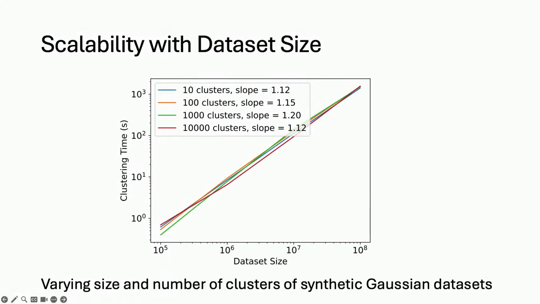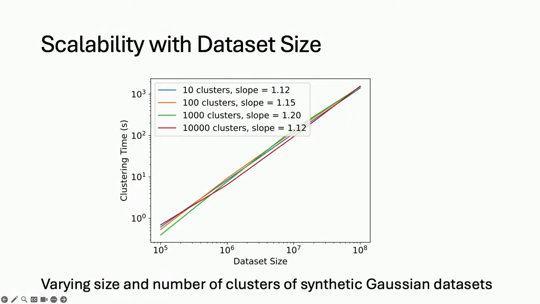Here we're looking at the scalability as we vary the data set size. These are using the synthetic Gaussian data sets I talked about earlier, ranging from 10 to the 5 points to 10 to the 8 points. Each line corresponds to a data set with a different number of clusters. This is in log-log scale, clustering time versus data set size.